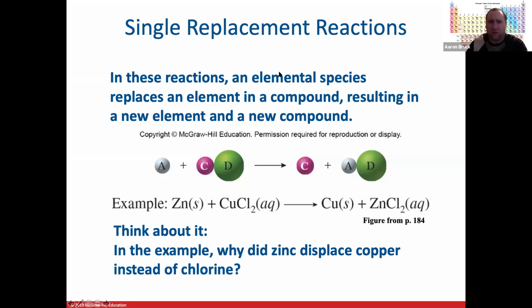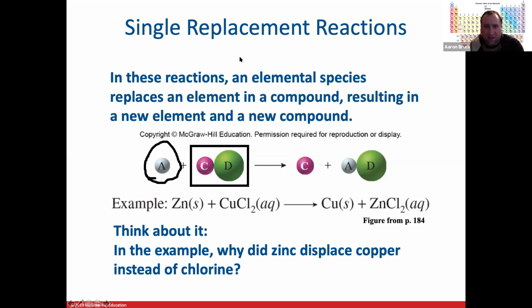Now, these next 2 are often presented together because they are so very much alike. They are the replacement reactions. In the replacement reactions, we are talking specifically about single replacement reactions and double replacement reactions. In single replacement reactions, we are looking at basically 2 things. We have an elemental component, which is depicted here as A, and a compound component, which is listed here as CD.